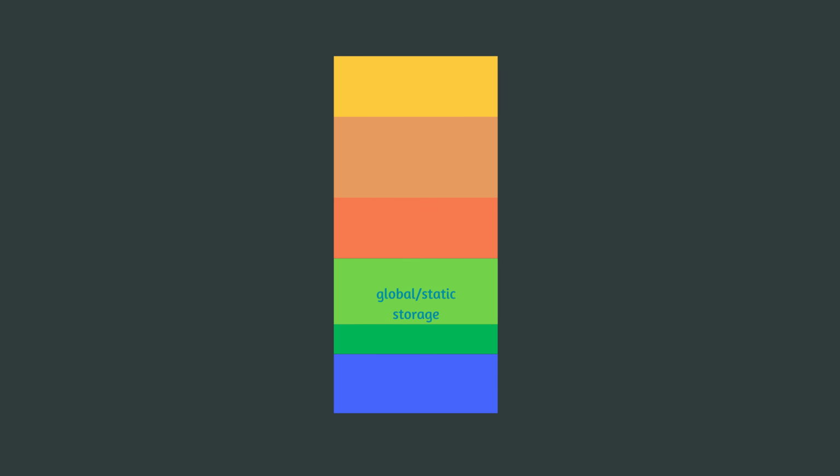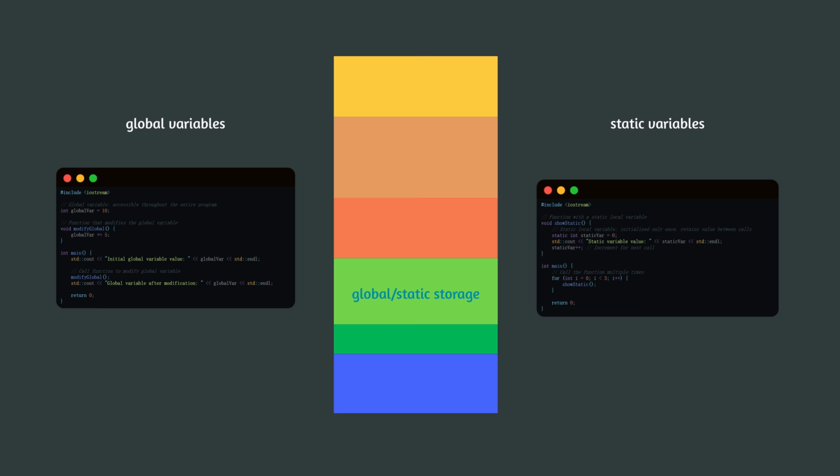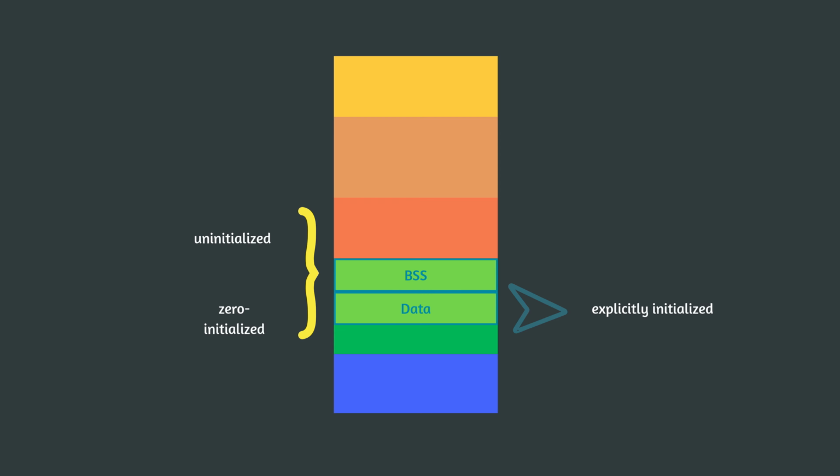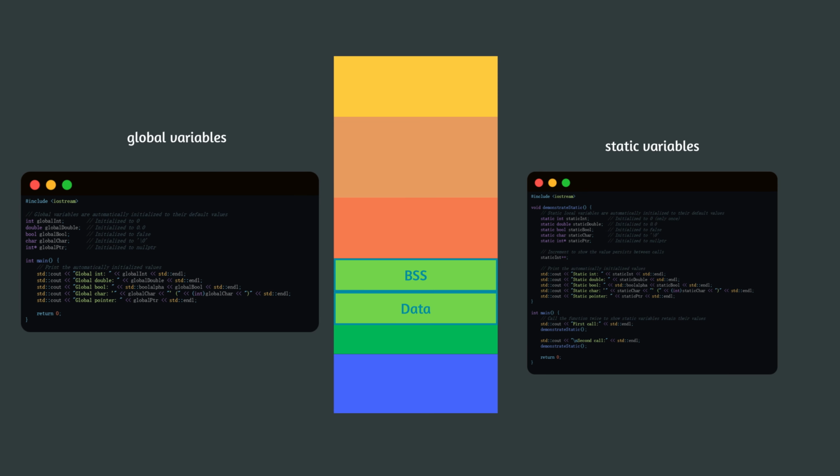Global static storage area stores two parts of data, global variables and static variables. This space is managed by the system, allocated when the program starts and reclaimed when it ends. The data exists throughout the program's execution. It is further divided into two areas, the BSS segment and the data segment. The BSS segment stores uninitialized or zero initialized global and static variables, while the data segment stores explicitly initialized global and static variables. In C++, the compiler automatically initializes global and static variables.